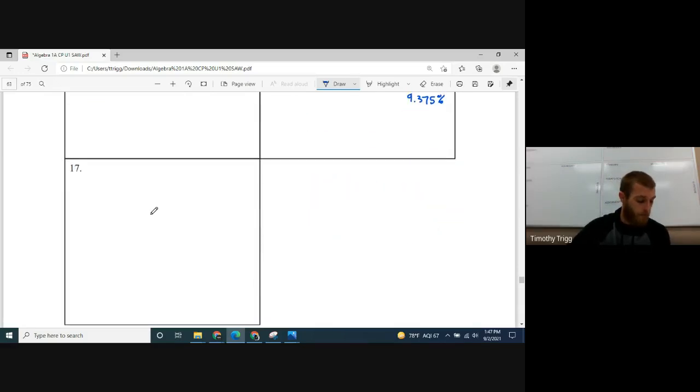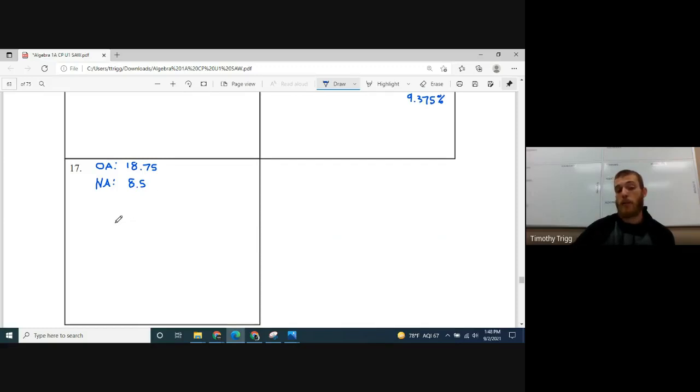Number 17. On June 1st, 2007, there were about 18.75 hours of daylight in Anchorage, Alaska. On November 1st, 2007, there's about 8.5 hours of daylight. What was the percent decrease? So the original amount of sunlight was 18.75 hours. So 18.75. The new amount has 8.5 hours.